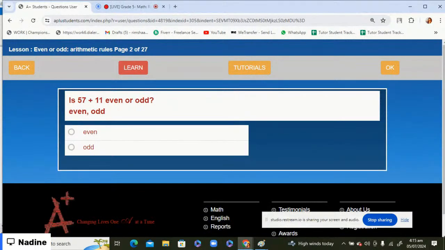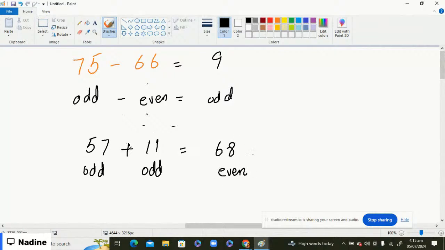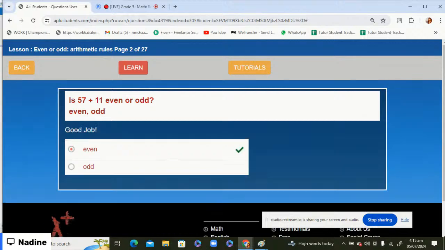So is 57 plus 11 even or odd? Let's check. 57 plus 11. Is 57 even or odd? It's odd. Is 11 even or odd? It's odd. When you add two odd numbers, you get an even answer. Okay? So here we're going to check it's even. Yes, this is the right answer.